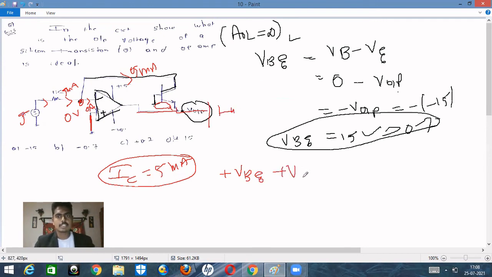So therefore automatically plus V output is equal to 0. So therefore V output is equal to minus VBE.